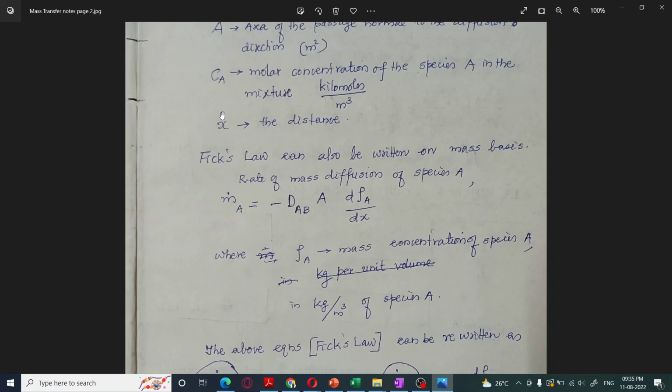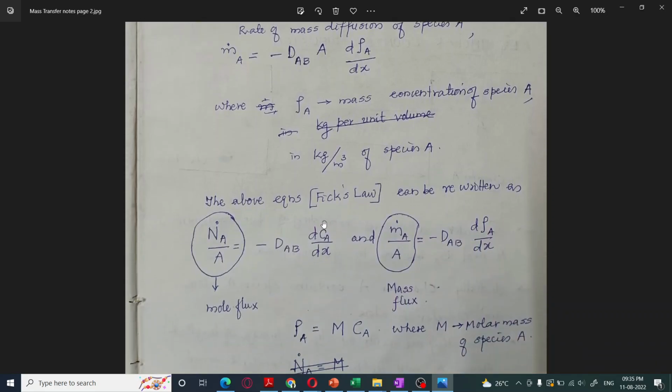If you multiply the previous equation by the molar mass of the component A, then we will get m dot A is equal to minus D_AB into area into d rho A by dx. Here rho A is the mass concentration, which has the unit of kilogram per meter cube. This is similar to our density, except that this pertains to the particular component alone in the mixture of A and B. So these are written side by side.